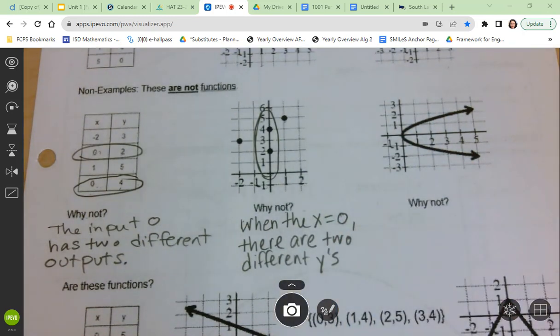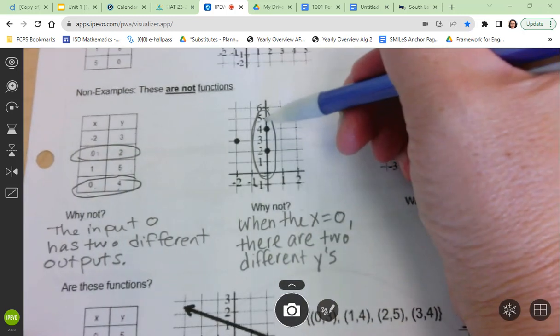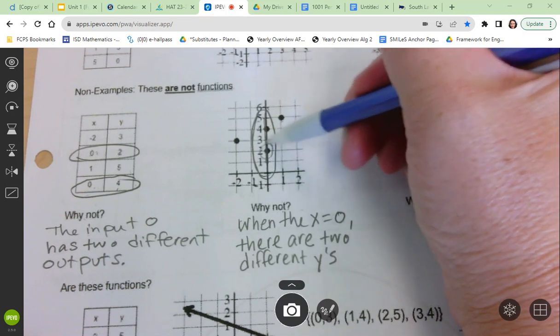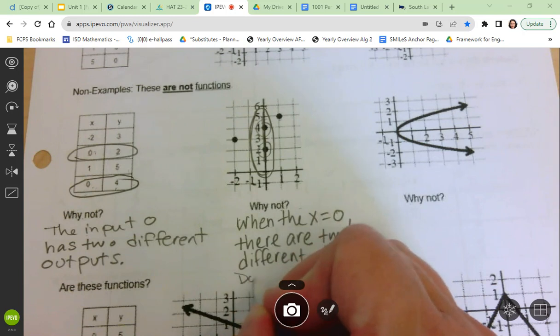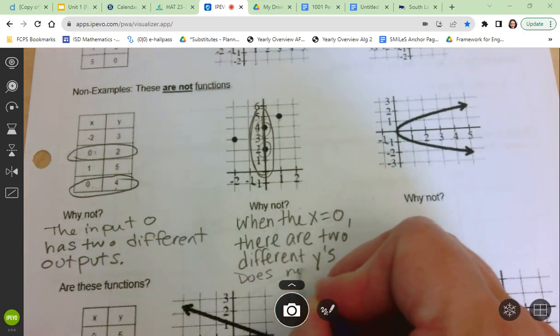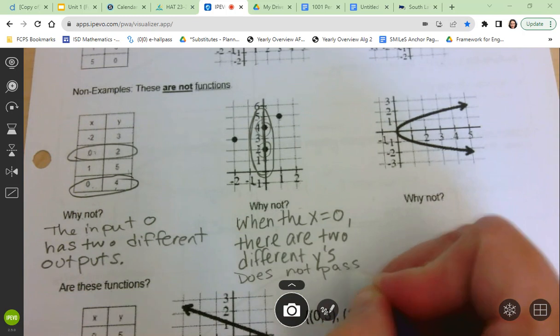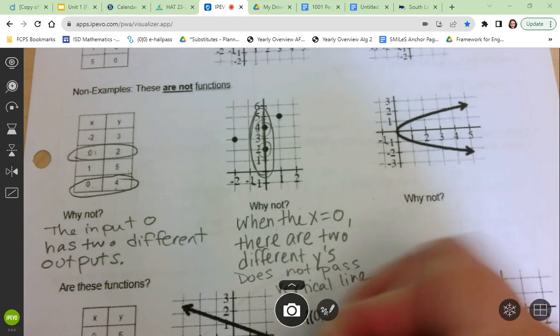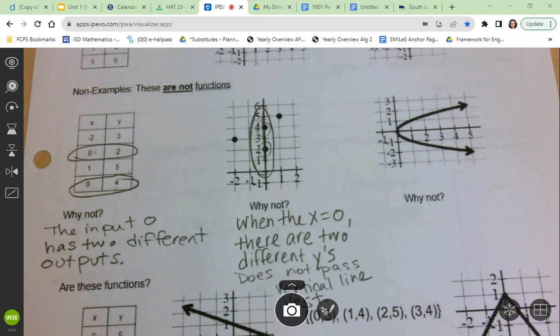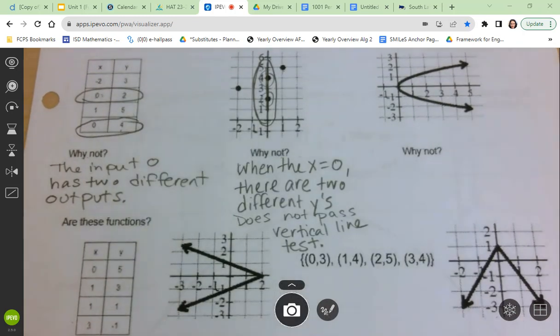Now, did anybody also write it doesn't pass the vertical line test? Good. Jasmine wrote that. Anybody else? So that's another thing you could do. In Algebra 1, you may have learned about the vertical line test that says if you draw a vertical line and it crosses more than one point, it's not a function. So you could also write does not pass vertical line test. And if that were a test question, either of those answers would be sufficient. You could write either the first sentence or the second sentence.